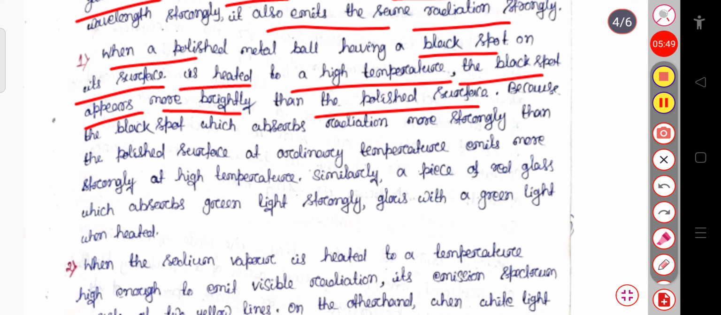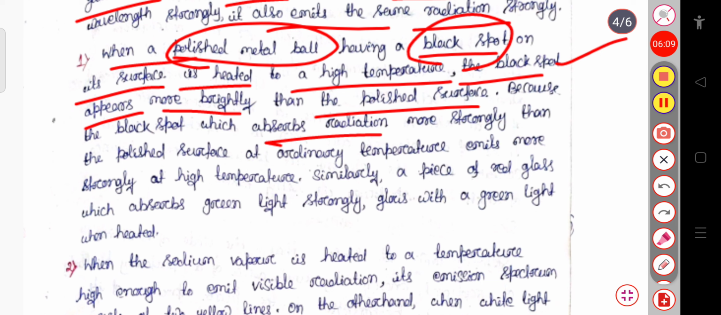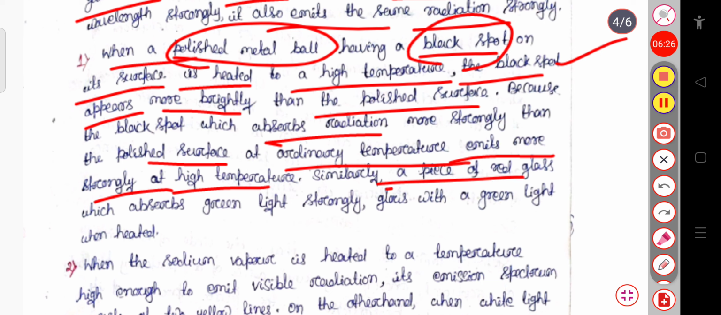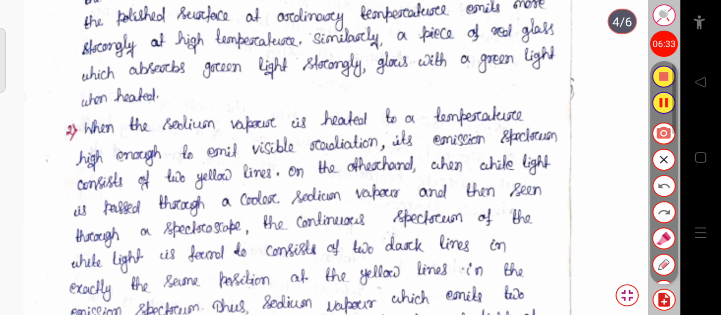So if we take a polished metal ball with a black spot on its surface and heat it to a high temperature, the black spot appears more brightly than the polished surface. Why? Because this black spot, which absorbs radiation more strongly than the polished surface at ordinary temperature, will emit more strongly at high temperature. Clear? That's why the black spot appears more bright. Similarly, a piece of red glass which absorbs green light strongly glows with green light when heated. So this implies that good absorbers are good emitters.